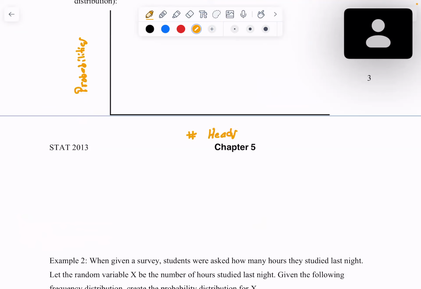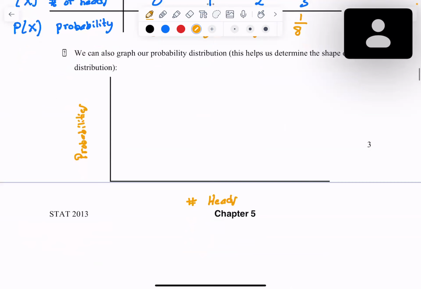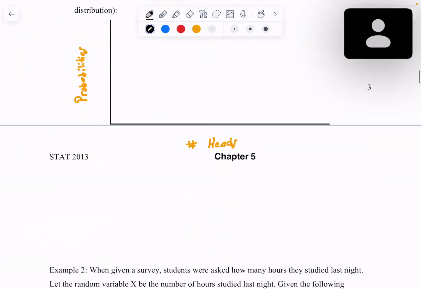So all we're looking at is on this x-axis here goes the possible outcomes of x, so 0, 1, 2, 3, and 4. And the y-axis goes the probability. So here, let's say we have, here's 0, 1, 2, and 3. And then on the y-axis over here, we have the probabilities. So let's say here is 1/8, 2/8, and then 3/8 up here.